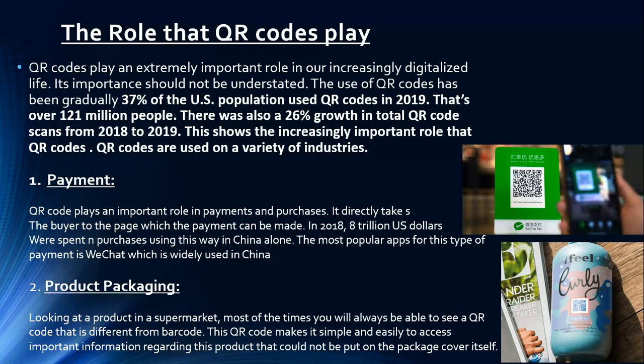Product packaging. Looking at products in a supermarket, you'll always be able to see a QR code that is different from a barcode. This QR code makes it simple and easy to access important information regarding the product that could not be put on the package cover itself.